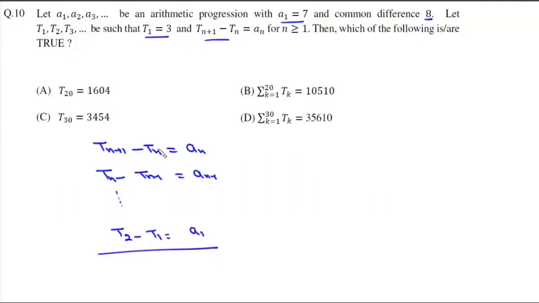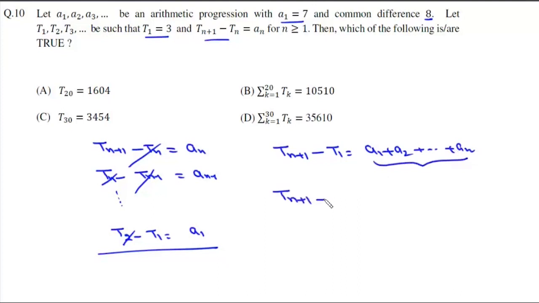Now if we add them all, then all these terms will cancel. So from here we'll get Tn plus 1 minus T1 equal to this series, which is A1 plus A2 up to An, which is nothing but the sum of the first n terms of this AP. Now T1 is simply 3, and the sum of n terms of this AP will be n by 2 into 2a, and 2a is 2 into 7 plus n minus 1 into the common difference of 8. Now this is 2 and this is 4.